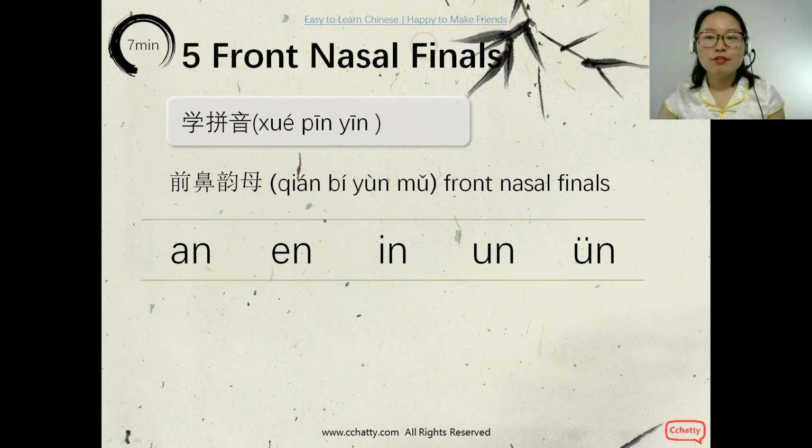Okay, and now five front nasal finals. An, and then en. Yin, yin, and then wen, and then yun, yun.